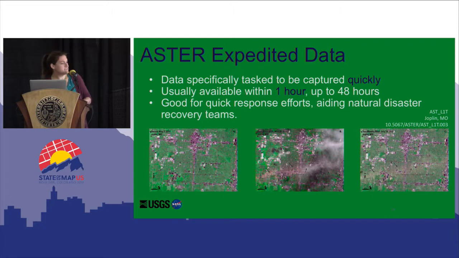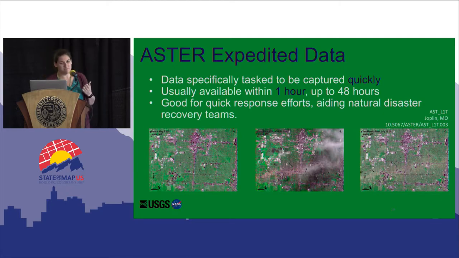So expedited data are specifically beneficial for capturing the aftermath of natural disasters. These data are typically available within 1 hour of capture, but they can take up to 48 hours. And they can definitely be useful to OpenStreetMap communities when they're working on mapathons to cover areas that are hit by natural disasters. Since ASTER is taskable, as soon as it's over the area, it can take the image, it can point its telescopes. It doesn't necessarily need to wait 16 days to capture the area again.